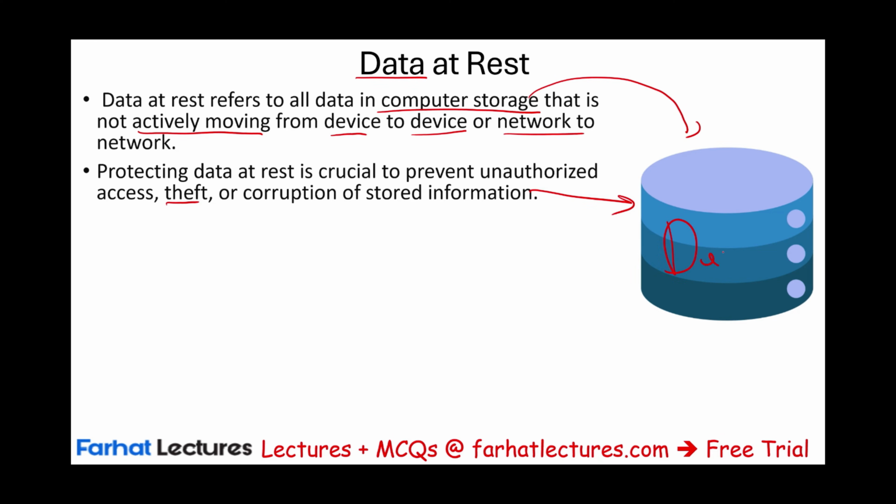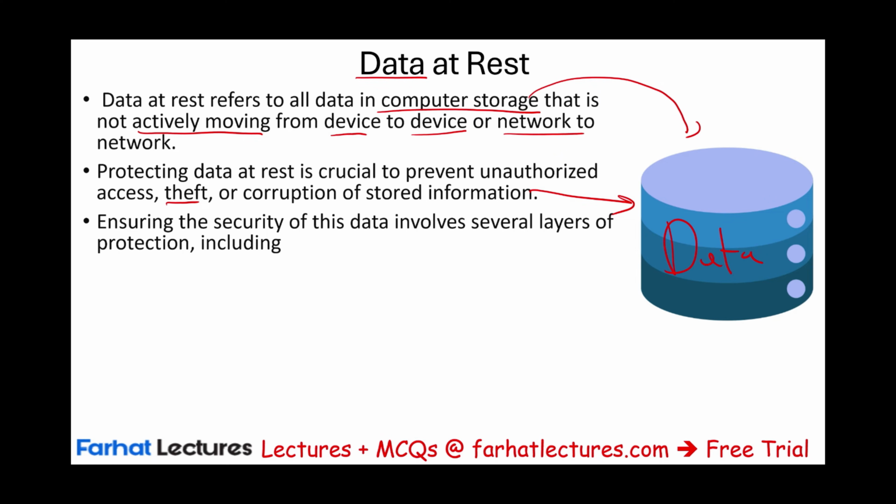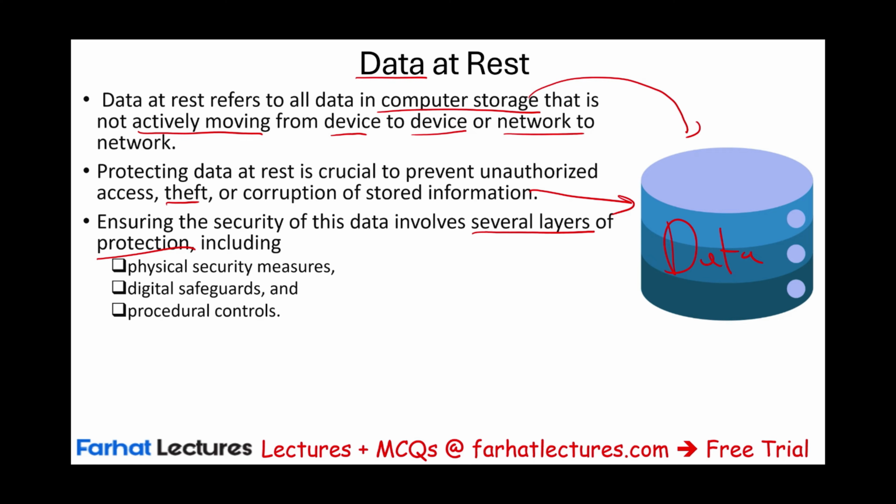So think about the data sitting in the server and it's not moving. Ensuring security of this data involves several layers. Remember, we always go back to this: multiple layers, defense in depth. Several layers of protection, including what? Again, you're going to feel we are reviewing. That's fine, although it seems like a review, that's good. Physical security measures, digital safeguards, and procedural controls. Those together, they work to do what? To protect the data. And we have the same security measures to protect the data in transit.